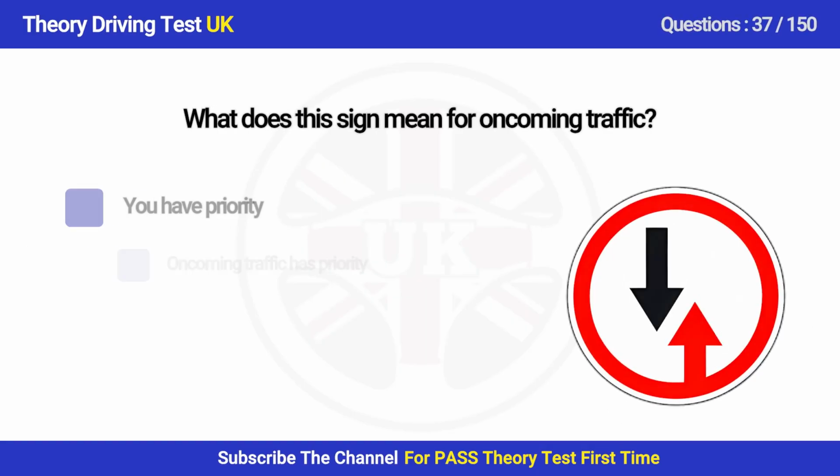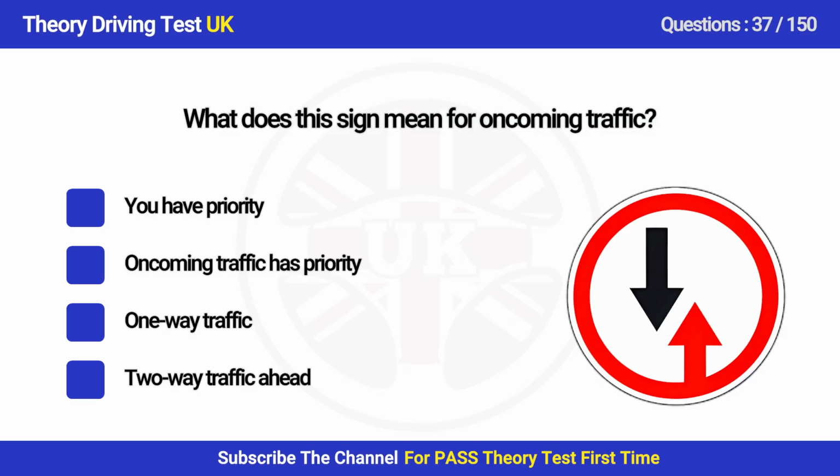Question 37. What does this sign mean for oncoming traffic? A. You have priority. B. Oncoming traffic has priority. C. One-way traffic. D. Two-way traffic ahead.